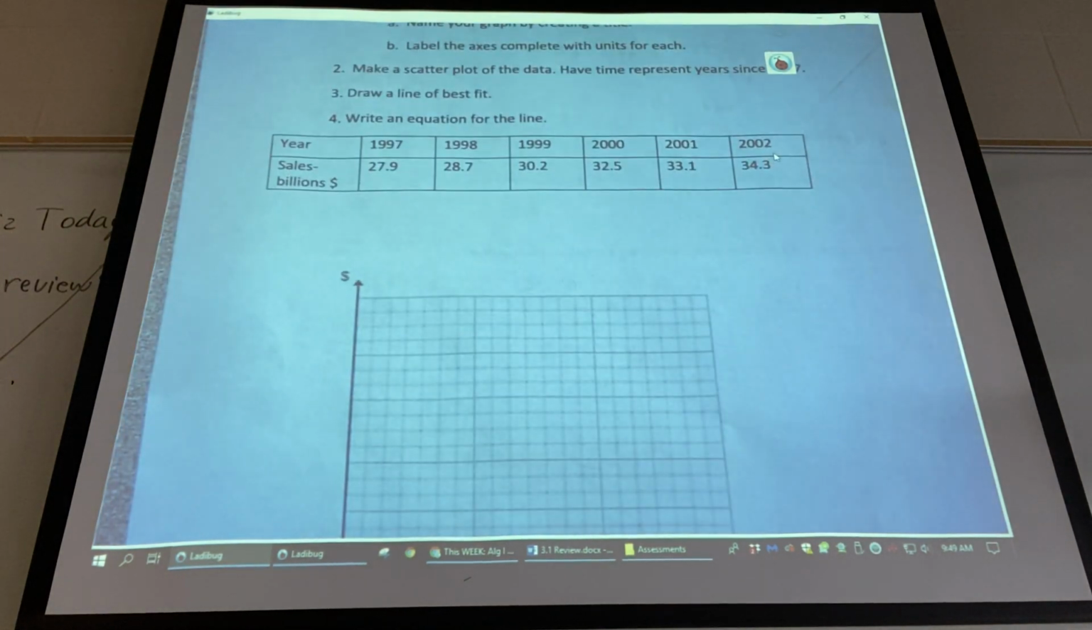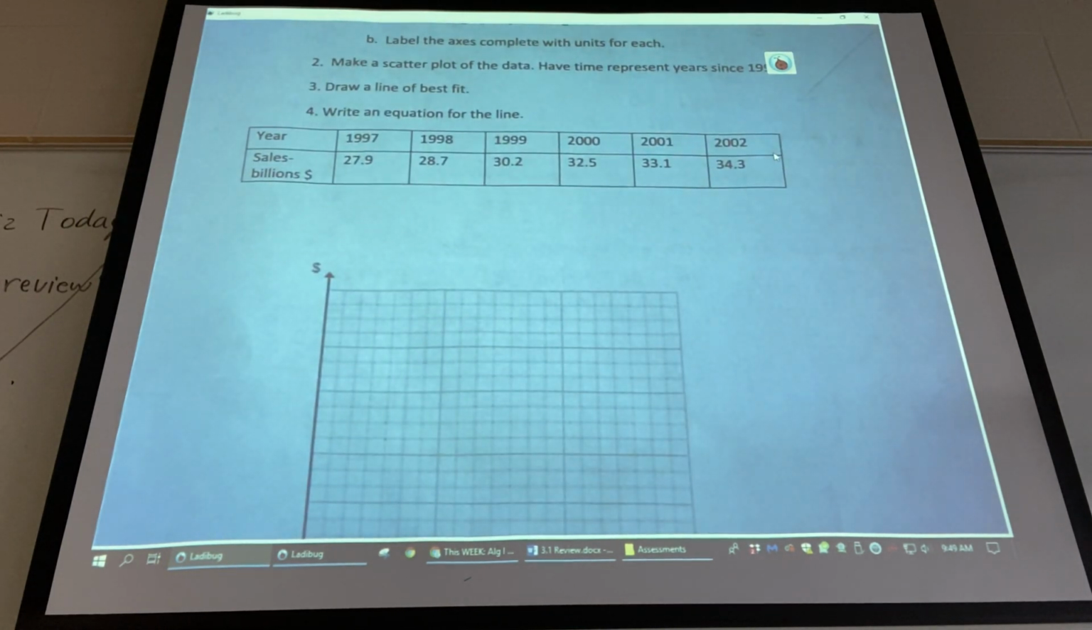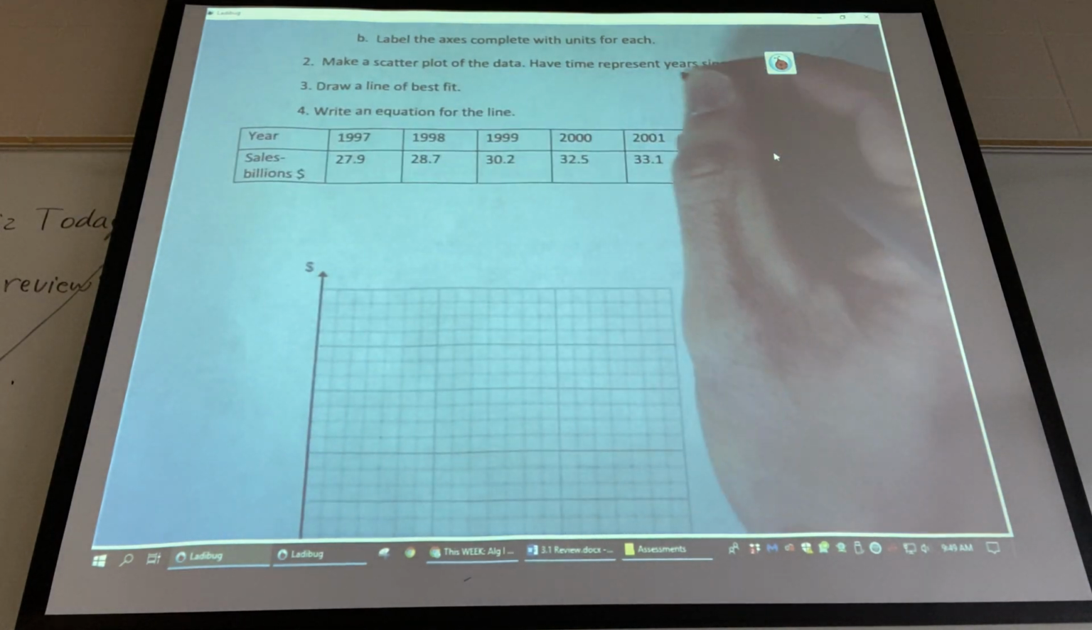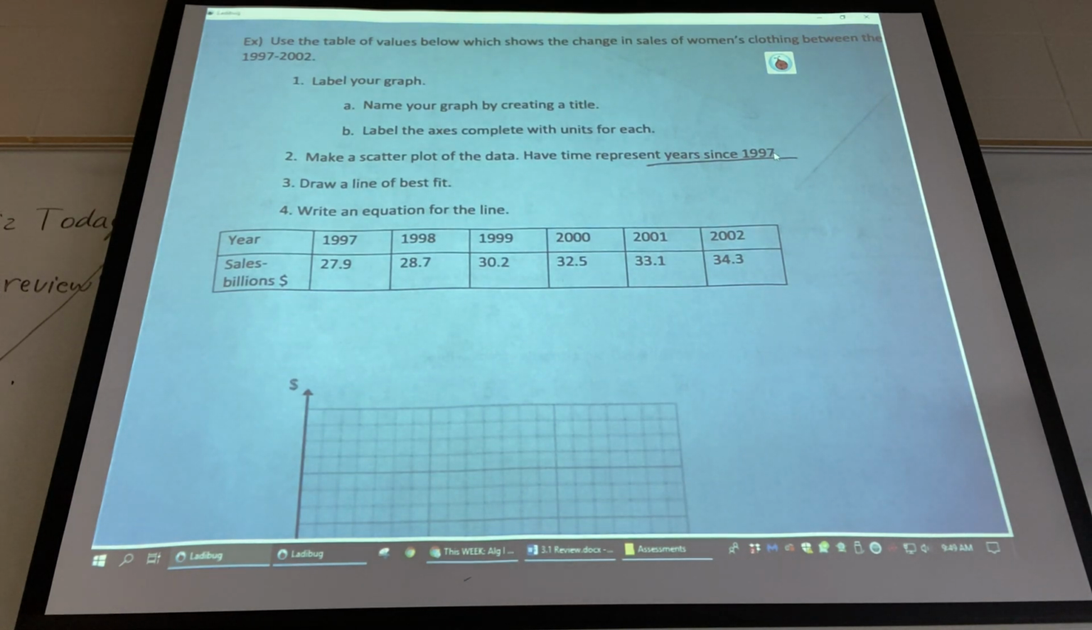Well, on the back, there's a real world application that we're gonna look at. And it says, use table values below, which shows the change in sales of women's clothing between the years 1997 and 2002. They want us to label our graph. Name your graph by creating a title. Label the axes complete with units for each. Make a scatter plot of the data. Have time represent, check it out. Have time represent what? Years since 1997. That's gonna be important, isn't it? Yep. We're going to draw a line of best fit. We're going to write an equation of the line.